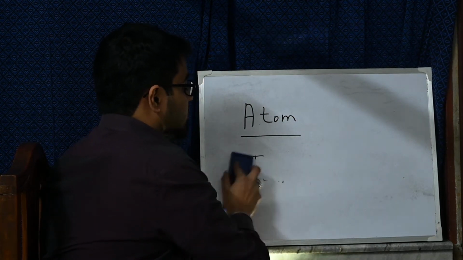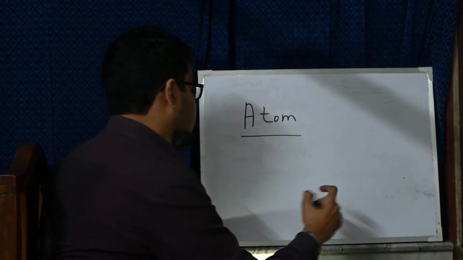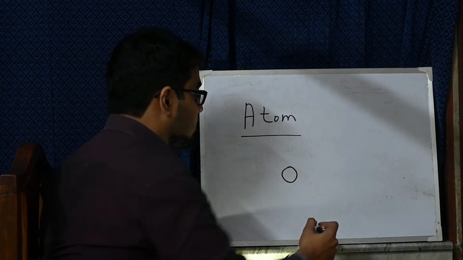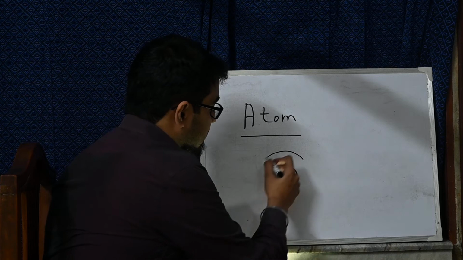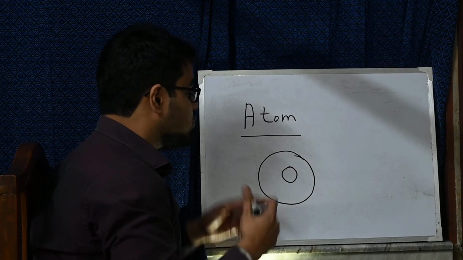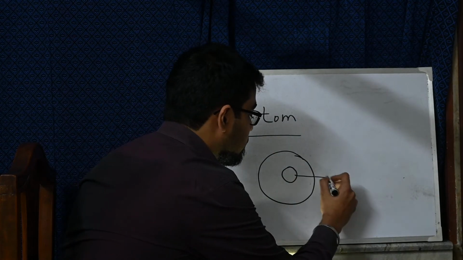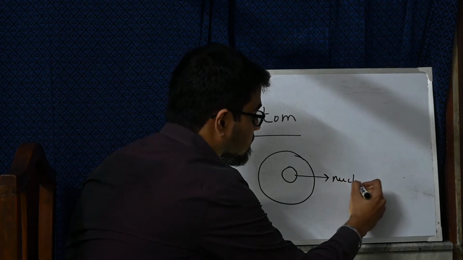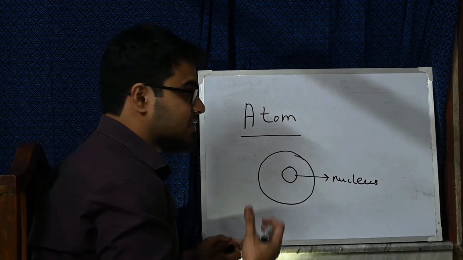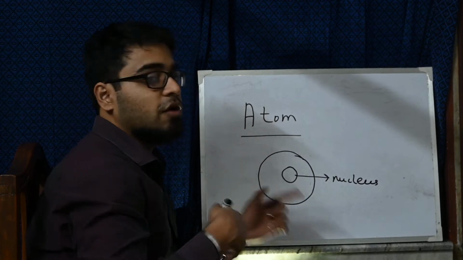So the structure of an atom is quite like our solar system. We know that in our solar system, at the center there is the sun, and there are different orbits around the sun where the planets encircle the sun. So this is how an atom looks like. The center of the atom is called the nucleus, and around the nucleus there are these shells or orbits through which some subatomic particles revolve around it.